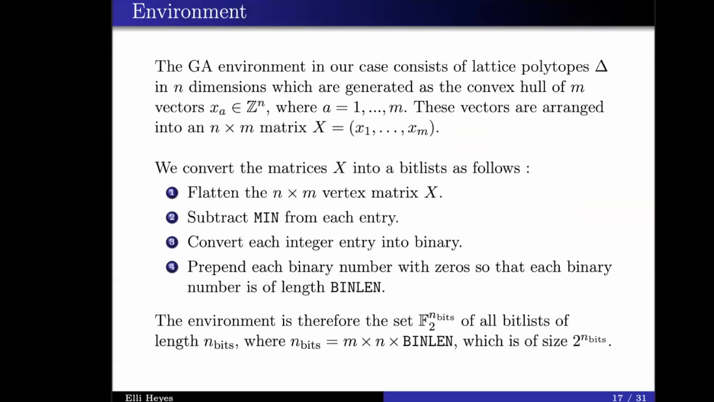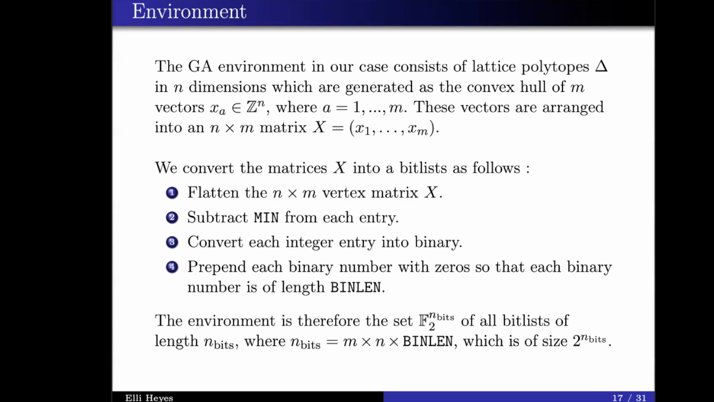Okay, that's a very general overview of genetic algorithms. Now I want to talk about the details of our specific algorithm. So for us, the environment which the genetic algorithm searches is the space of all possible vertex matrices. Say we're working in n dimensions, and I set the maximum number of vertices to be n, then this is the space of all n by n matrices in some specified coordinate range.